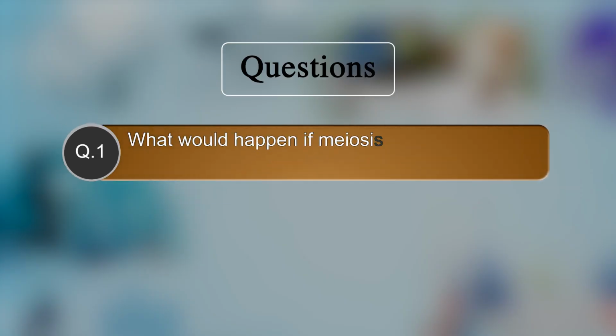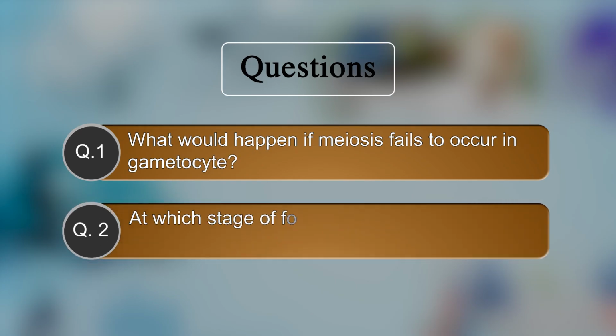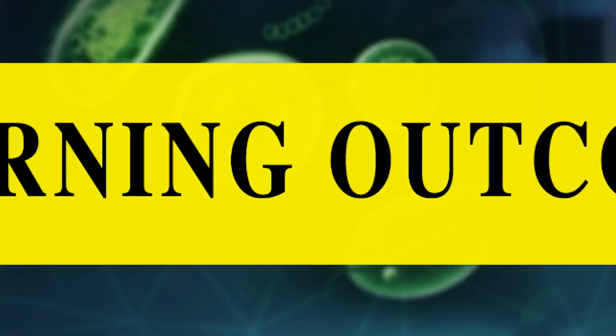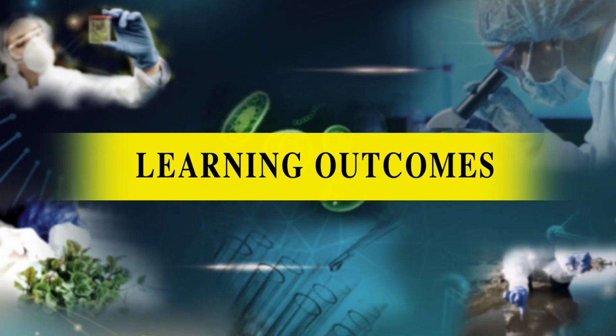Now let us answer some of the questions. What would happen if meiosis fails to occur in gametocyte? At which stage of follicular development is ovum released?